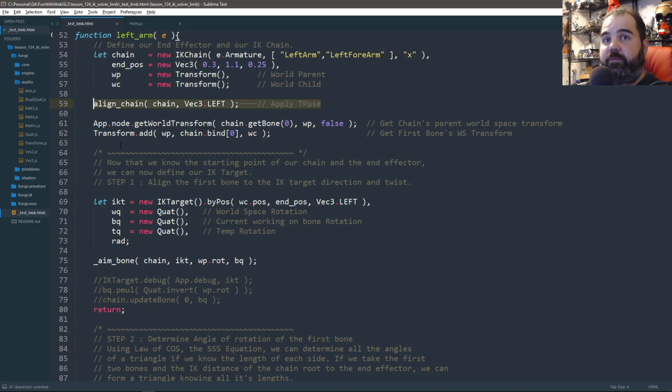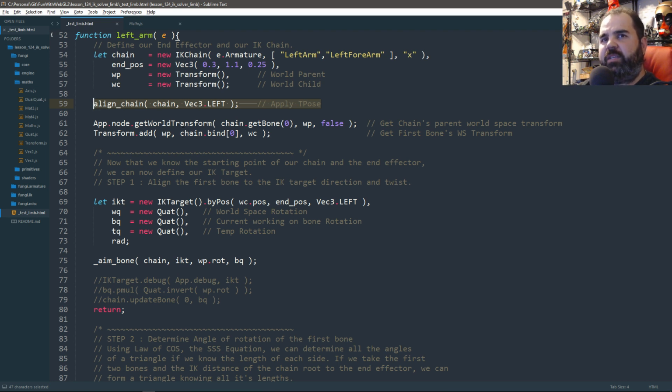And right here I have something called a line chain. This is from our previous video where we generated T-poses. So ideally you wouldn't do it this way. You would actually align all your bones and then do all your IK stuff. But I'm putting everything here in one big call.